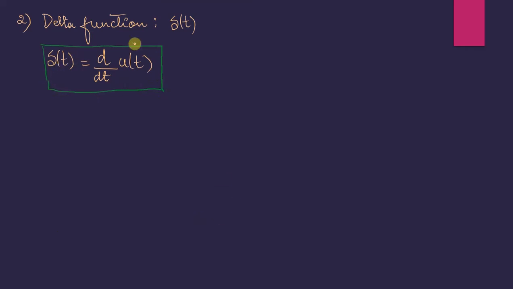So let us see how to represent this particular Dirac delta function. The Dirac delta function is one which exists at time equal to 0. If we are to draw this signal, we can draw it as a signal with an amplitude 1 which exists at the origin.